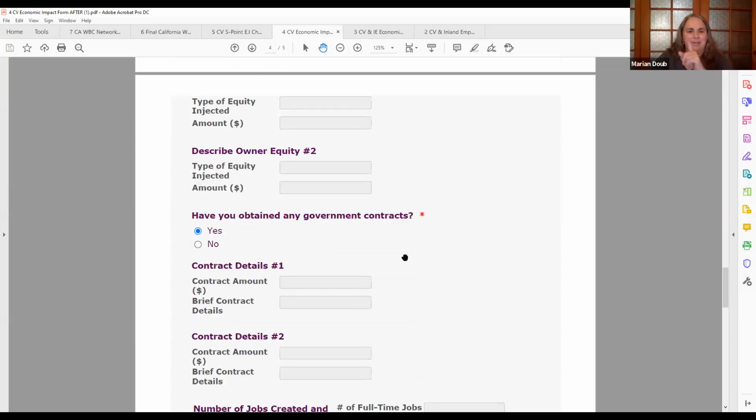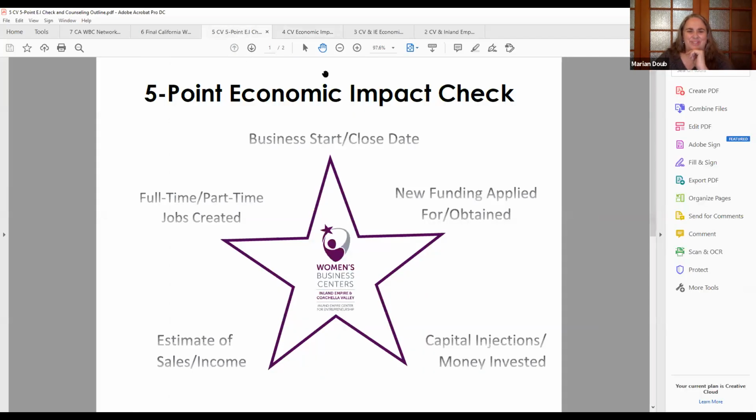And last but not least, let's go to the graphic. Tell us how you use this, and then we're going to move on to hear how the network is. I'll wrap this up real quick.